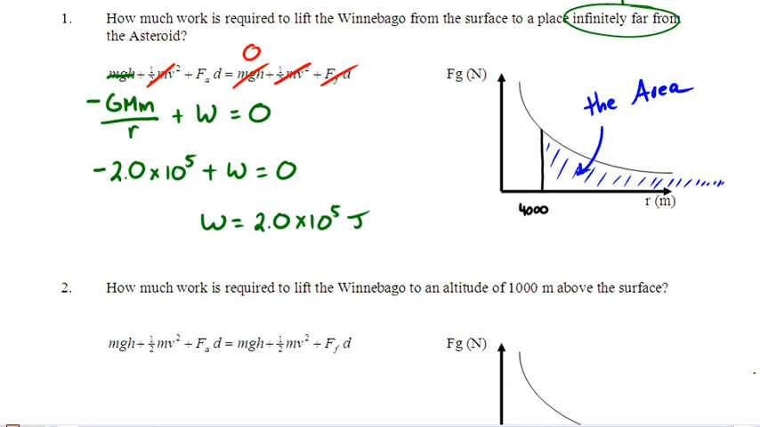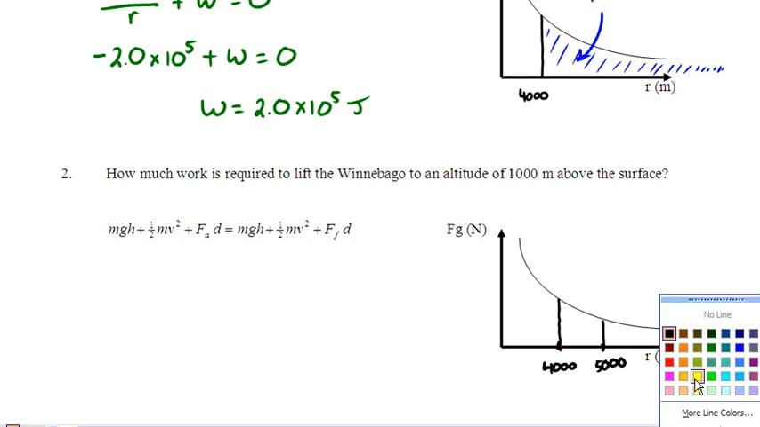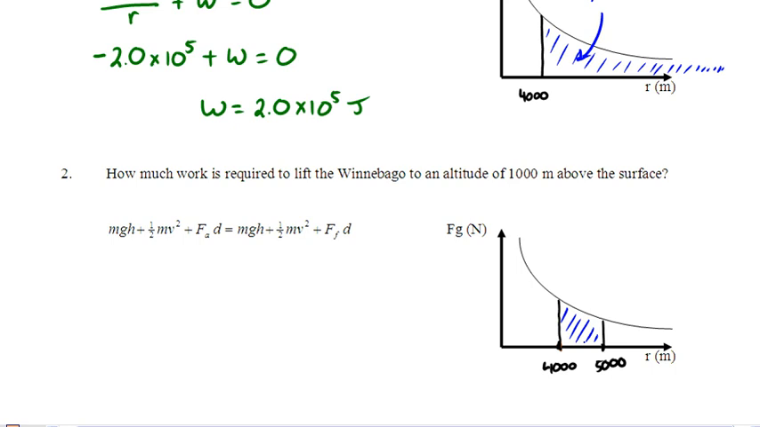The second question is similar, and we're still going to be able to steal answers from the previous page. How much work is required to lift the Winnebago to an altitude of 1,000 meters above the surface? Not in orbit, just an elevator straight up into the air. So sticking with the graph for a second, we're going to be going from the 4,000 meter away point out to the 5,000 meter away point. You're really doing an area question. The work that's involved is this area. Very complicated because of that curved top, but it is true. It's going to be the area underneath that curve. It's going to be less, of course, than the last answer. It's a smaller looking area.